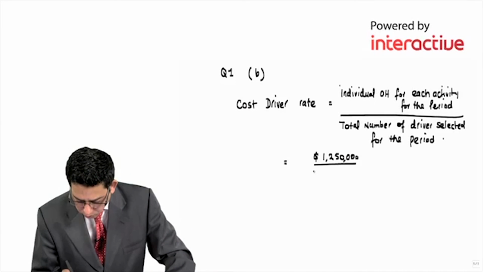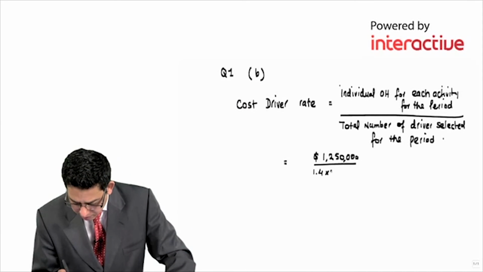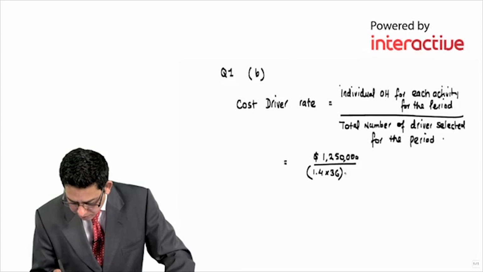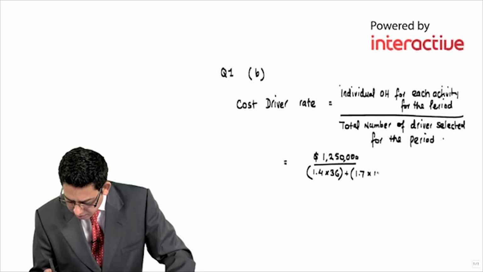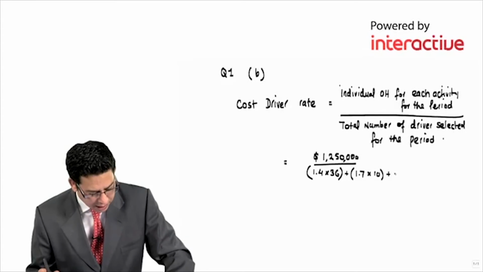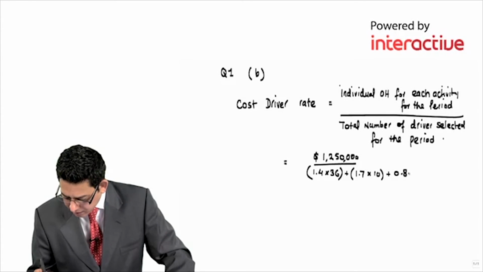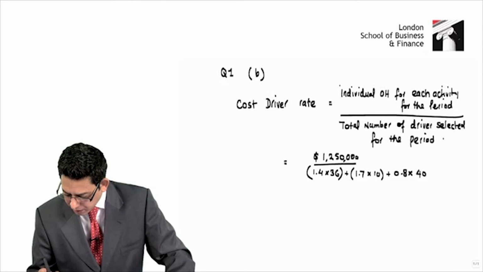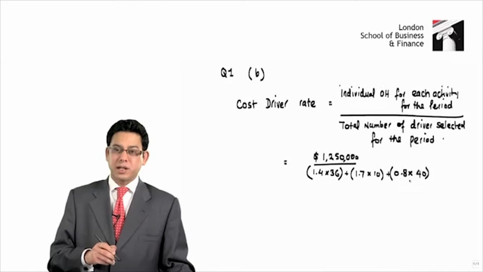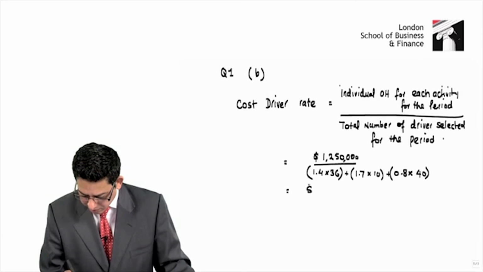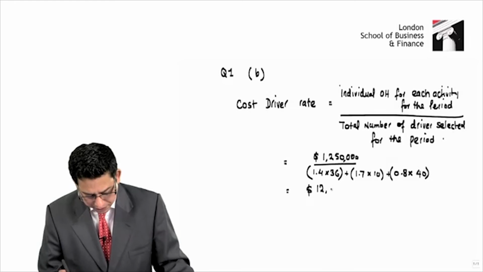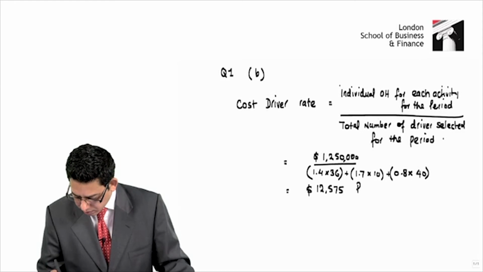Divided by 1.4 times 36 for the first product, plus 1.7 times 10 for the second product, and 0.8 into 40 batches for the third product. And that gives us the cost driver rate. So using the calculator, we get something like $12,575 per kJ.